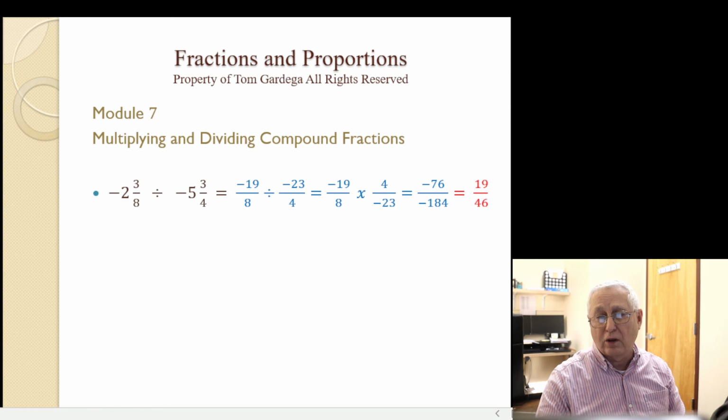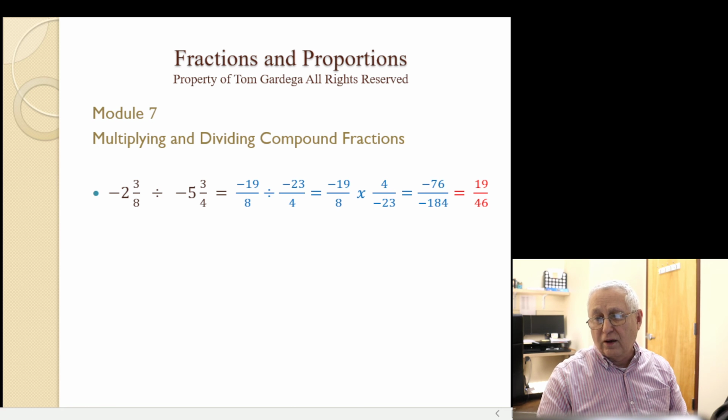We're going to change it into an improper fraction, which is 2 3/8 becomes negative 19/8, and this compound fraction, 5 3/4, becomes negative 23/4. A negative times a negative is a positive. Let's evaluate this. We have to flip this. I'm sorry. We have negative 19/8 times the reciprocal of negative 23/4, which becomes 4/negative 23.